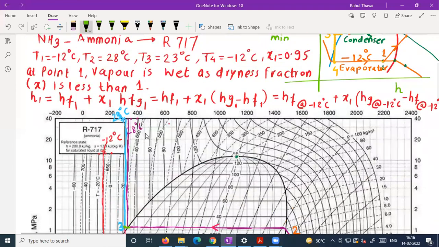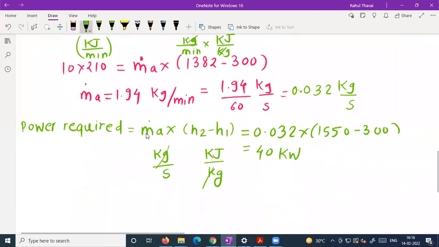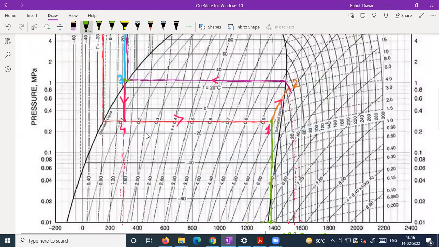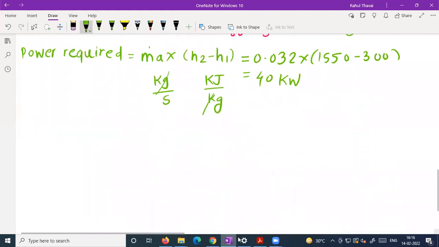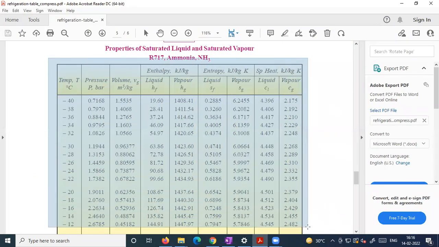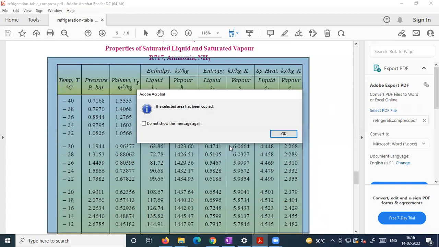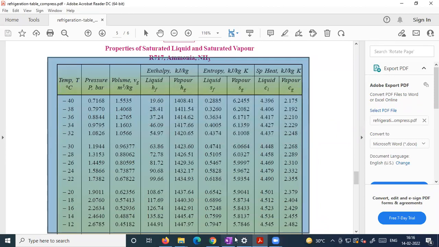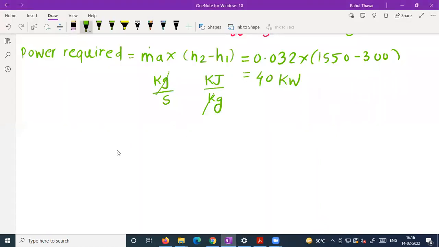Along with the pH diagram, what I used is the refrigerant table. I will also copy this table in the solution, so that you will be in a better position to understand.